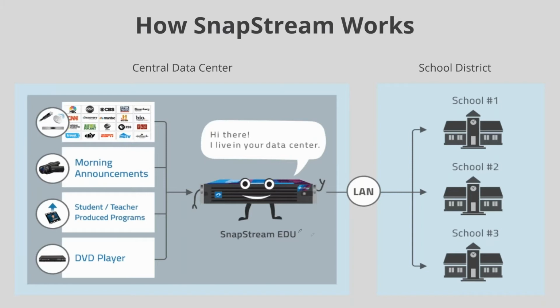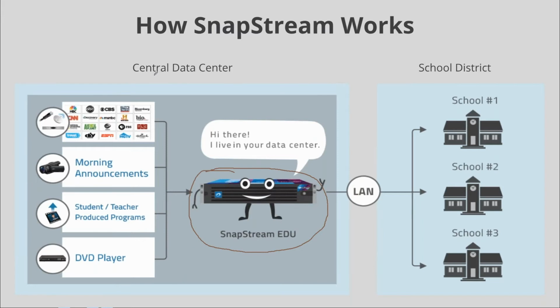So roughly how SnapStream works is you can place SnapStream in your central data center in your school district. And there's a school version of SnapStream as well if your ambitions are smaller and you just want to deploy it at a single school. But most of our customers deploy SnapStream in a central data center, and then it can be accessed over the local area network at each of the schools. And there's also an architecture where you can put single channel encoders for video cameras for morning announcements at each school. So you can have sources that are only available within school 1, school 2, and school 3. Those can be set up however you want.